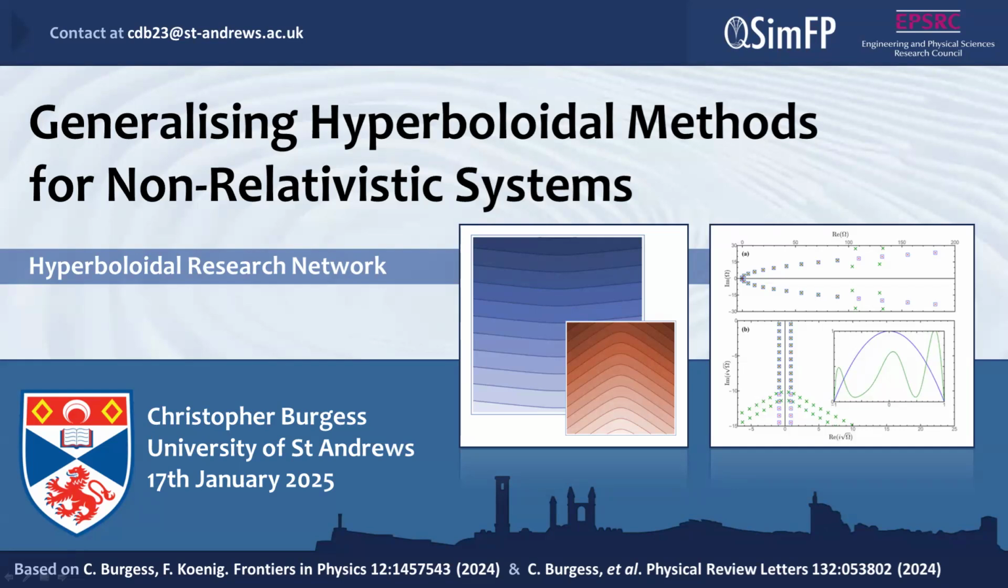So this talk is going to be based on a couple of papers. One, which is calculating the QNMs of the Schrödinger equation analytically for the optical soliton. And another is what this talk is mostly based on, which is generalizing the hyperboloidal method in order to be applied to the Schrödinger equation. And I'll also attempt to say a little bit about going beyond the Schrödinger equation as well.